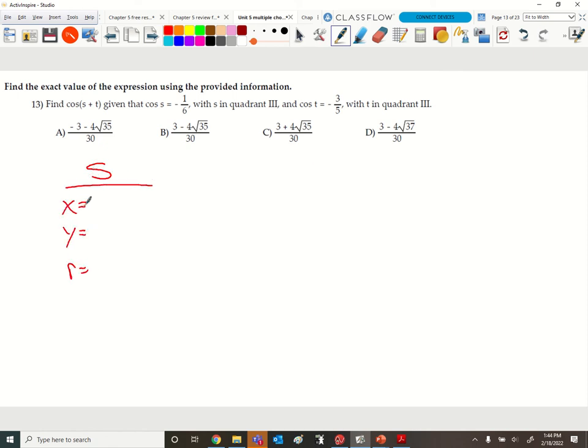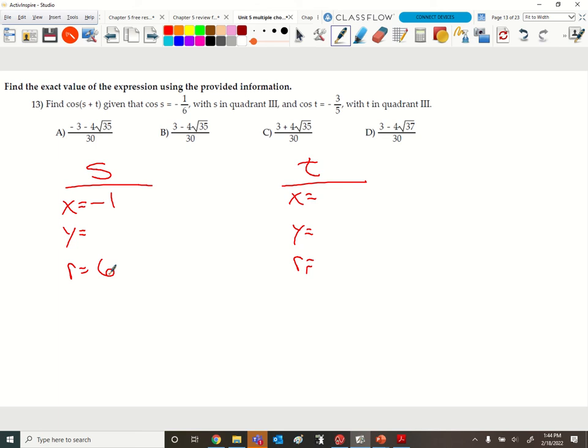My T is going to have an X, a Y, and an R. So we're combining two angles together now. For my S, my cosine S, what does cosine represent? X over R. Cosine represents X over R. So in this case, my X value is -1. My R value is 6. So what's missing? My Y value.